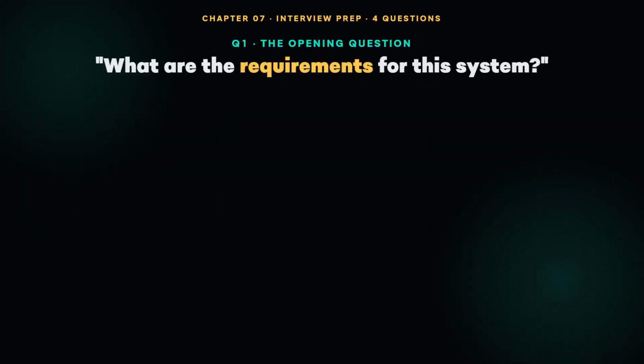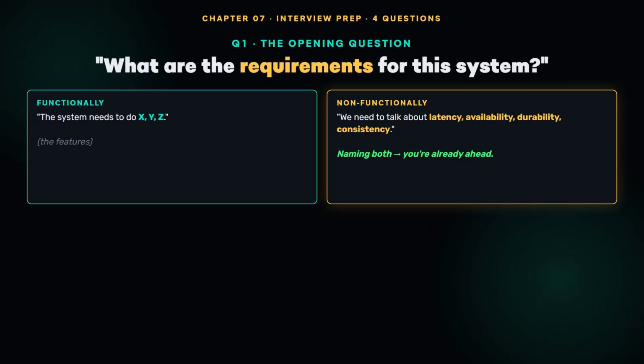Question 1 is, what are the requirements for this system? Don't just list features. Split your answer in 2. Functionally, the system needs to do X, Y, Z. Non-functionally, we need to talk about latency, availability, durability, and consistency. Naming both categories puts you ahead of most candidates.